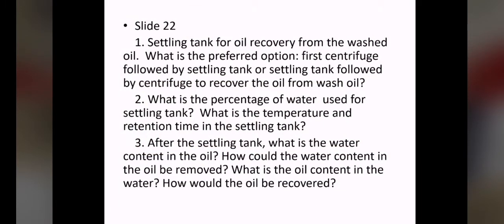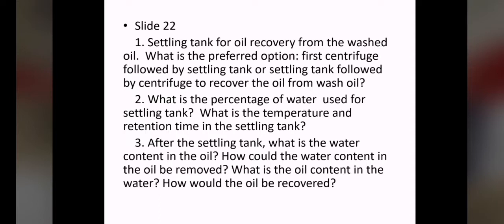This is on slide 22. Then the settling tank for recovery from the wash oil. What is the preferred option? First centrifuge followed by settling tank, or the other way around to recover the oil from the wash oil? What is the percentage of water used for the settling tank, and what is the temperature and retention time in the settling tank? After the settling tank, what is the water content in the oil? How could the water content in the oil be removed? What is the oil content in the water? How would the oil be recovered? Oh, very detailed questions. Engineer Sham, over to you.